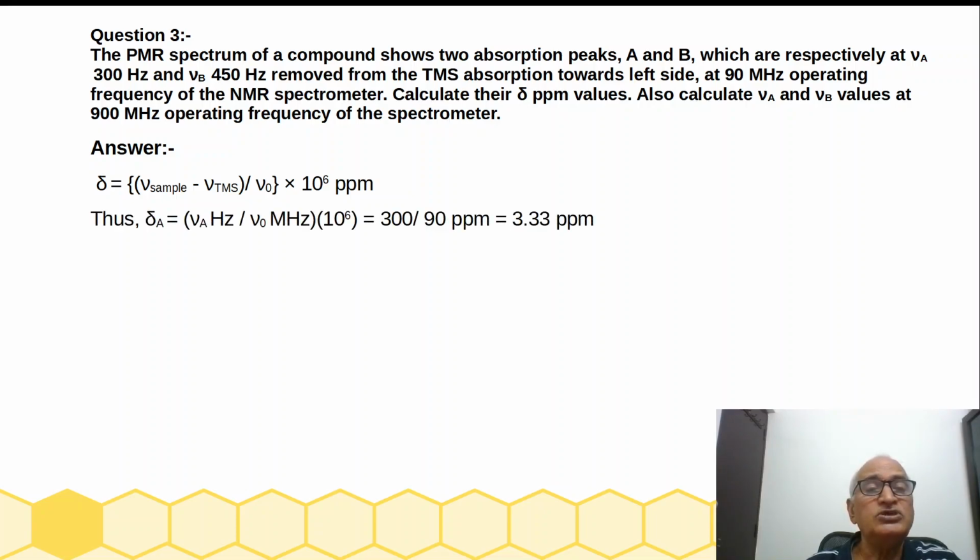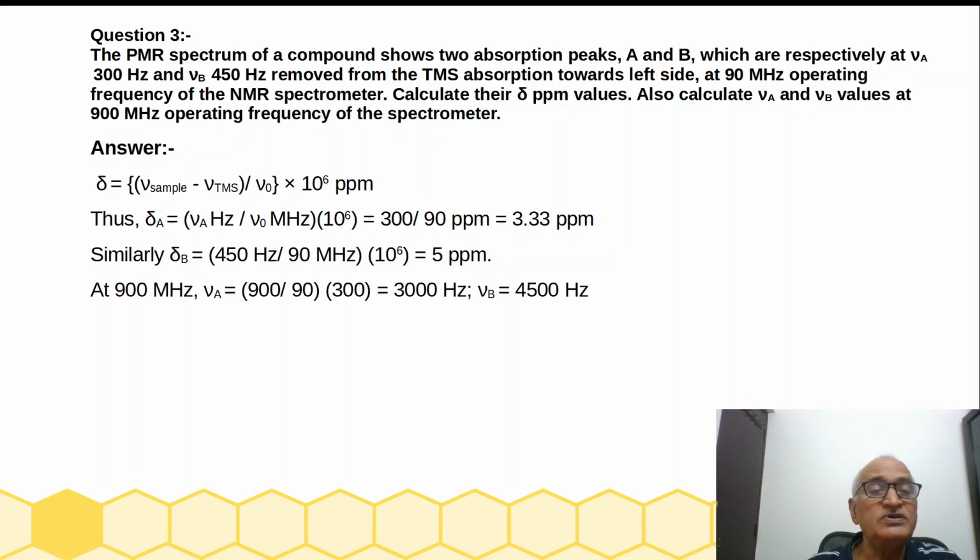Now here I have shown the calculation. Delta A means delta value for the peak at frequency 300 Hz. It is calculated to be 3.33 ppm. The other peak, delta B, can be calculated similarly, and the result is 5 ppm. Again remember, ppm means 5 into 10 to the power minus 6 or 3.33 into 10 to the power minus 6.